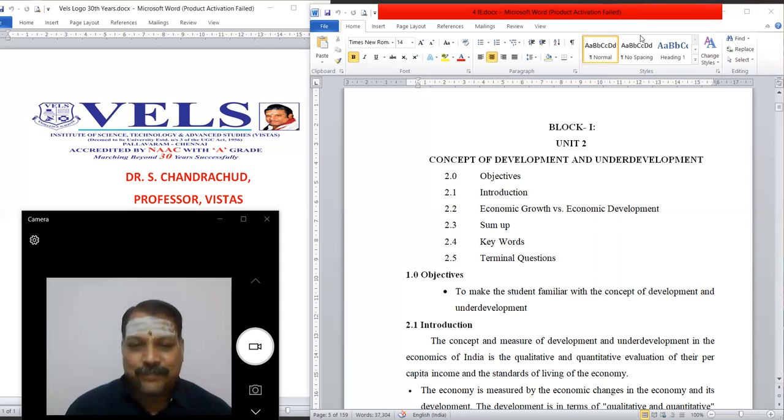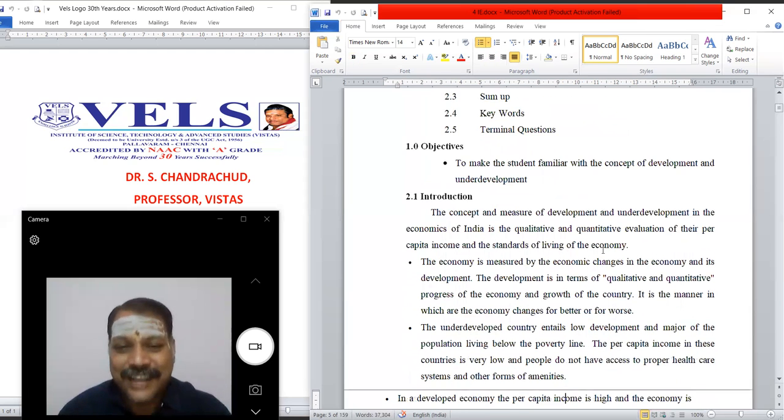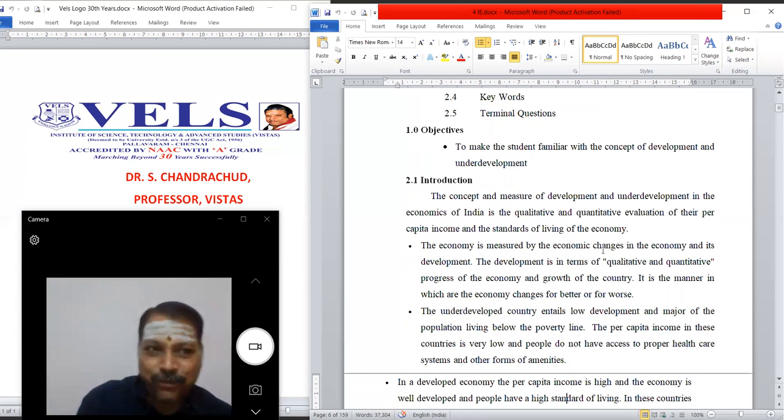The concept and measure of development and underdevelopment in an economy like India: one is the qualitative, the other one is quantitative evaluation. The main indicator is per capita income, because this gives some idea about the standard of living of the economy. That is why when we want to study the terms development and underdevelopment, we should be familiar with the concept called per capita income. Now, let us start with the basic idea about these two terms.